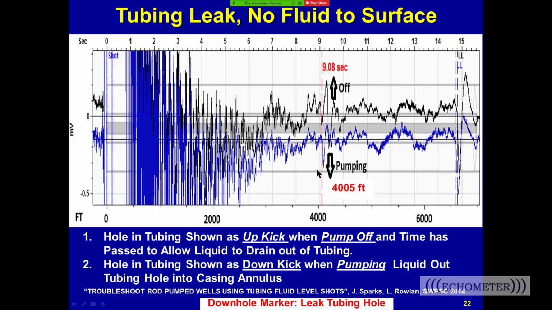But he could have also shot down the tubing, but we didn't talk about that. That's a long time ago. We've written a paper in 2014 that talks about troubleshooting rod pump wells by shooting down tubing when there's no production on the surface. And this example here is downhole marker leak tubing hole. So that paper will be available from our webpage that you can download and learn additional information about shooting suck rod pumping wells down the tubing, looking for holes when there's no production of surface.